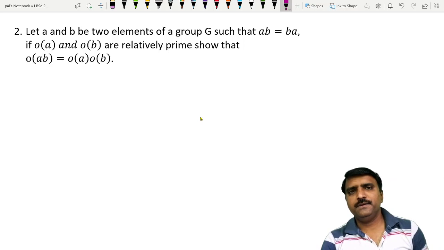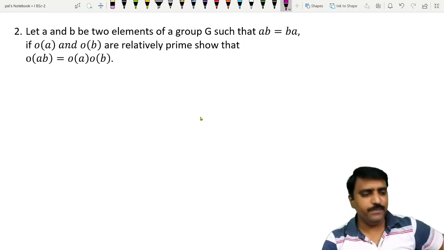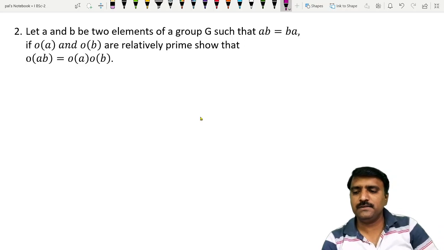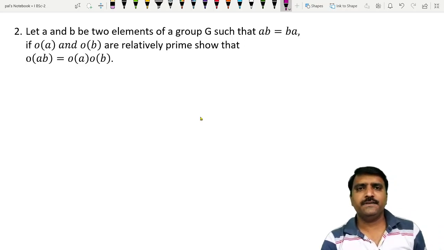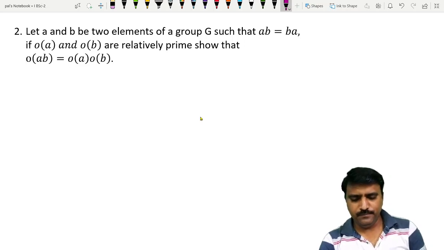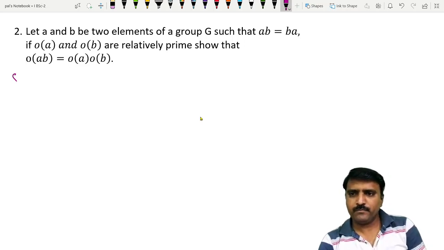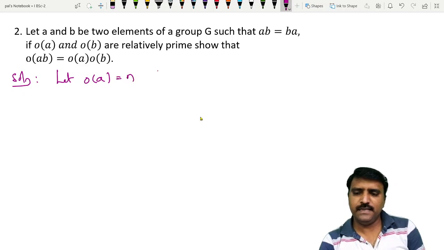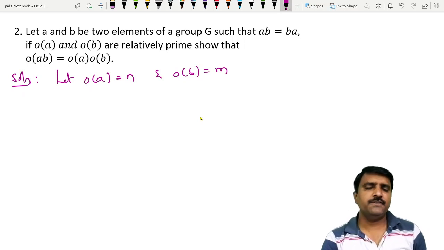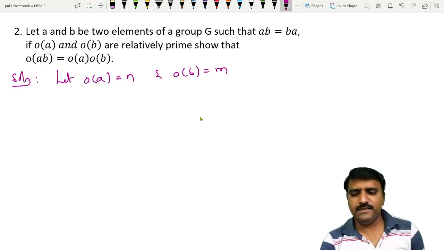Okay, so then it is true. Then order of AB is equal to order of A into order of B. So to prove this result, we don't know what is order of A and order of B. You take any number as its order. So now I am considering that order of A is some n and order of B is m. Let us take that order of A is equal to n and order of B is equal to m.